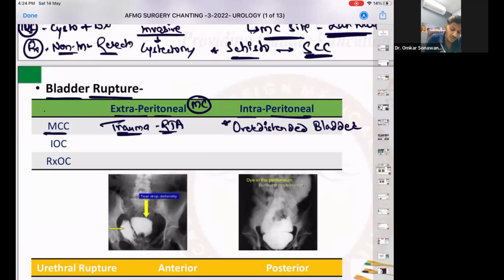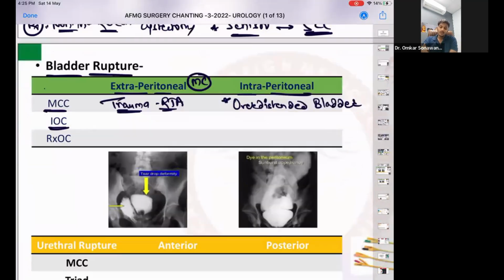Investigation of choice. What is the investigation of choice for extraperitoneal or intraperitoneal bladder rupture? It is usually an IVU or IVP. Please remember, for bladder rupture you can do a cystography. That is the second version of IVU. That is what a cystography is.